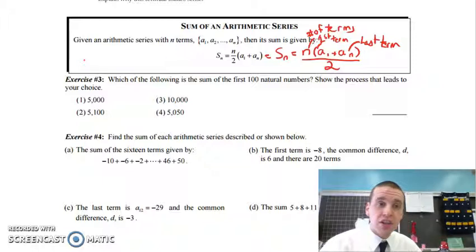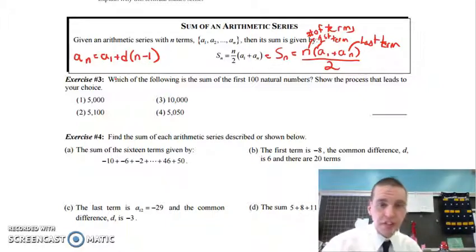So again, let's talk about what is our arithmetic. How do we find a certain term of our arithmetic sequence? A sub n equals our a sub 1 plus d times n minus 1. N being the number of terms, d being the common difference, and a1 being our first term.